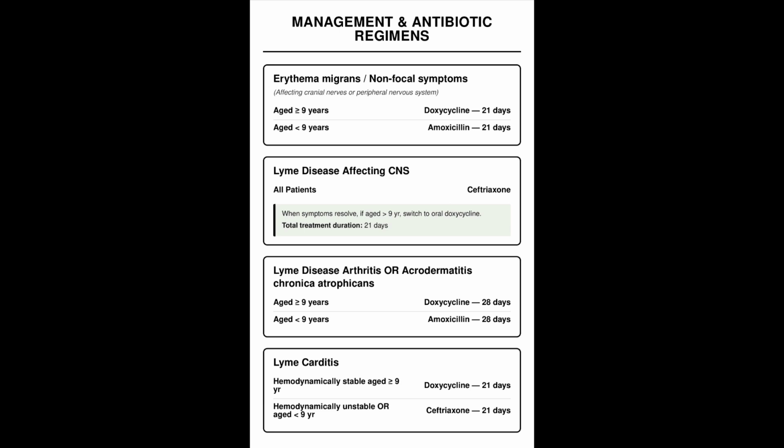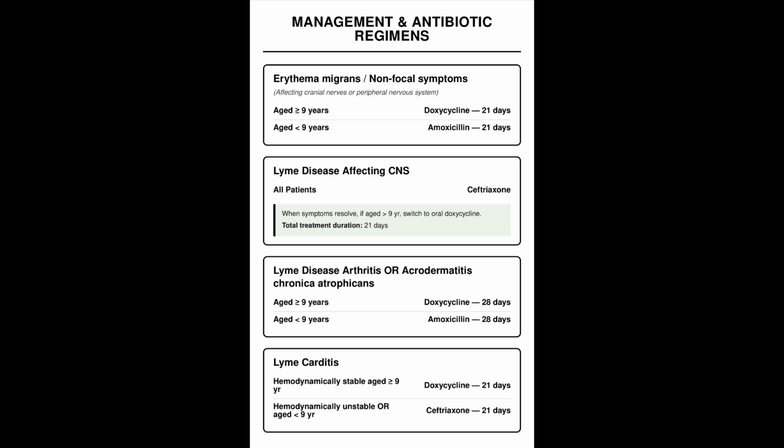If Lyme's disease presents in the form of arthritis or acrodermatitis chronica atrophicans, then if the age of the child is more than or equal to 9 years, doxycycline is given for 28 days. If age is less than 9 years, amoxicillin is given for 28 days.